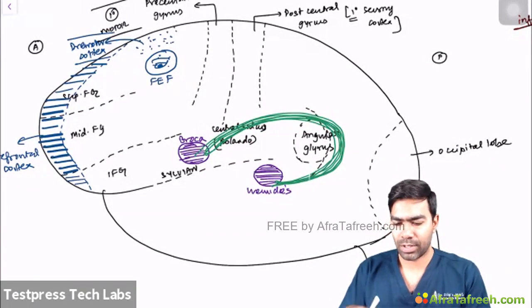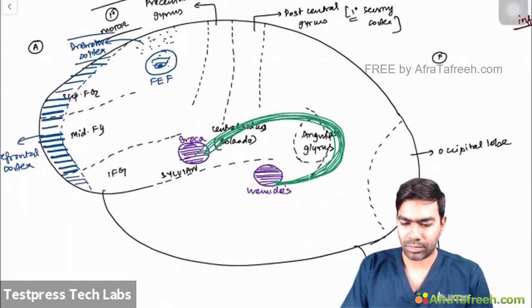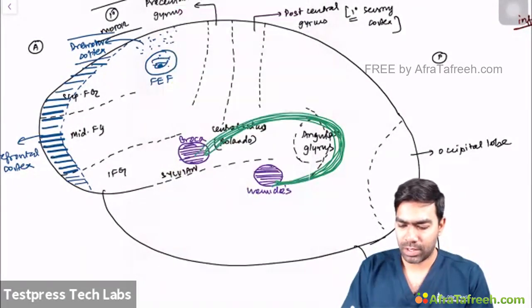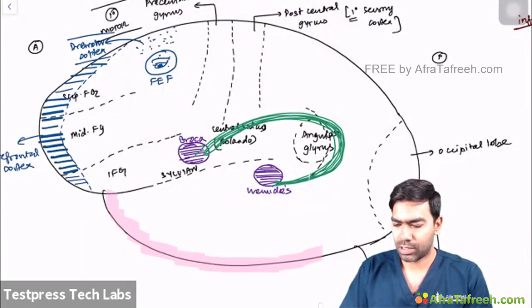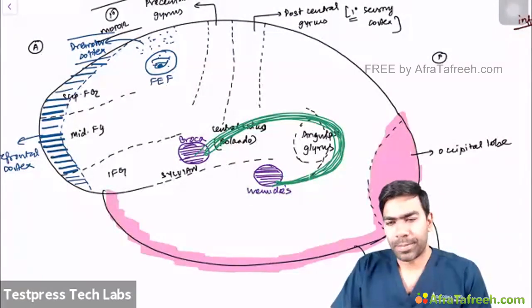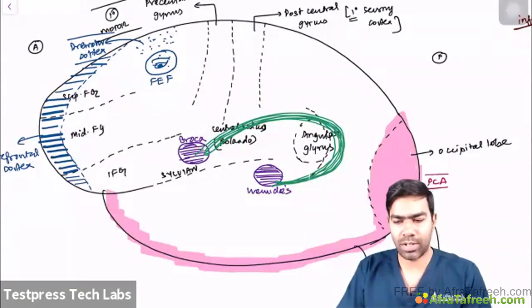If you take the blood supply, let me draw different colors. For example, this particular area, do you know who will be supplying it? Who's supplying this particular area? Yes, this is a PCA territory, of course, even in the lateral hemisphere.